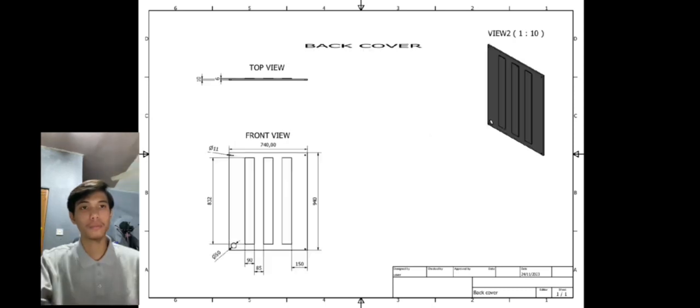The next part is the back cover, which is part number 6. From the top view, the thickness of our back cover is 10 millimeters, and from the front view, as you can see, the length from side to side is 740 millimeters and the height is 940 millimeters. It also has a hole at the bottom left of the back cover with a diameter of 50 millimeters. The function of the back cover is to protect the components inside the washing machine and also as a support for the main frame as well as heat insulation.